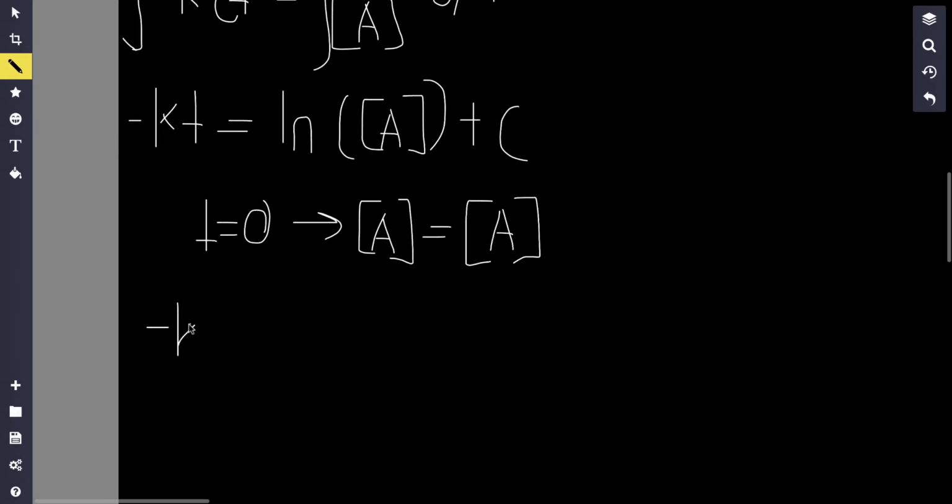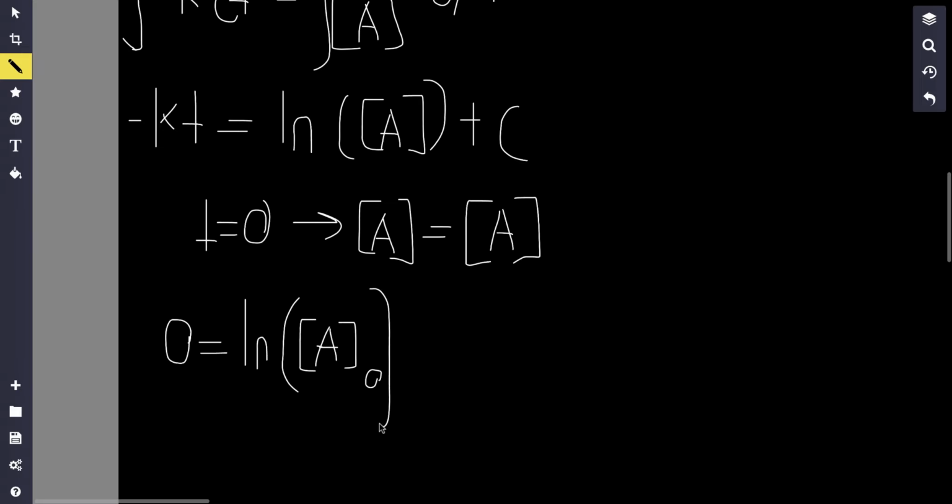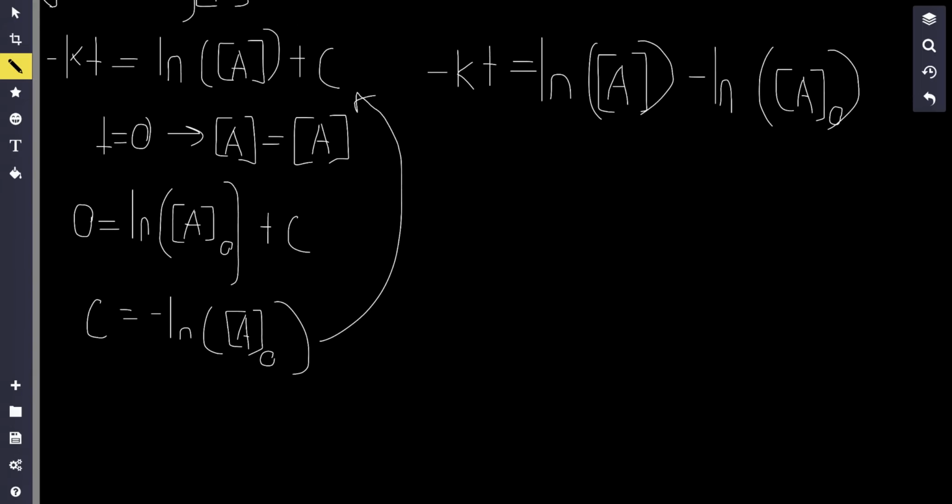So I'm going to get negative k. When my time is equal to 0, all of this just cancels out. So I get 0 is equal to ln of the concentration of A, the initial concentration, right? And that's going to be plus C. So now, after solving this and substituting it back, I get negative kt is equal to ln of the concentration of A minus ln of the concentration of A at time equal to 0.